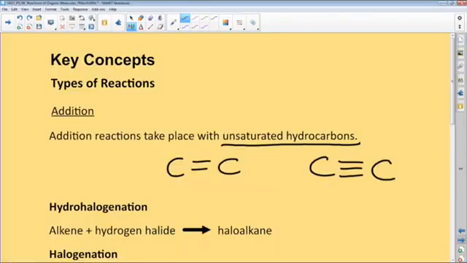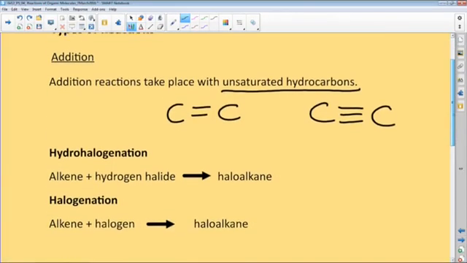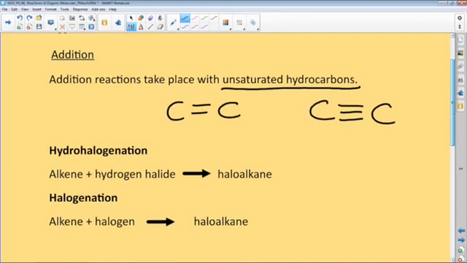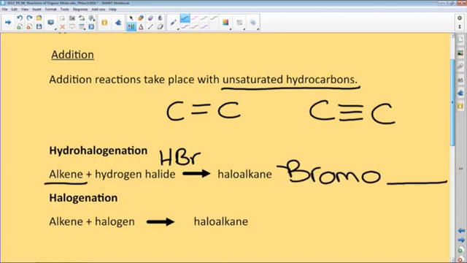The first one is hydrohalogenation. It sounds a lot more complicated than it is, but what that means is I add in a hydrogen halide, like, for example, HBr, hydrogen bromide. That means I'm going to create a haloalkane. So whatever my alkene was, I'm going to get bromo and whatever it was. So if I had butene to start off with, I'm going to end up with bromobutane, not butene, because we're breaking the bonds.